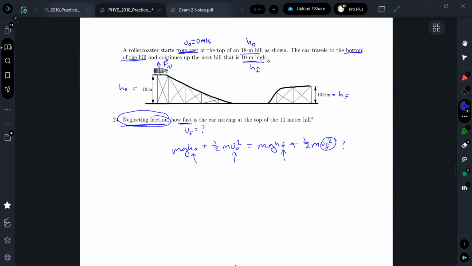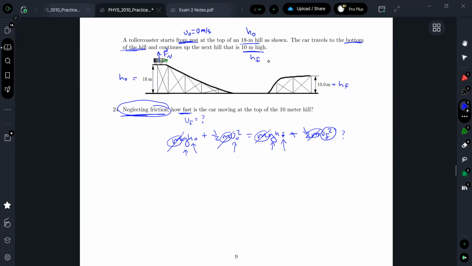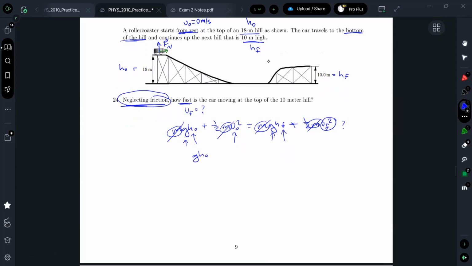I know almost everything else because energy is not domain, but I don't know the mass. And so I have to ask, is there anything I can do to make it not a problem? The answer is yes, because it's in every term. I divide both sides of the equation by m, whatever it is. If it's 50, I'm dividing both sides by 50. It's going to get rid of that multiplication of mass in every term. So I'm left with GH0 plus 1/2 V0 squared equals GHF plus 1/2 VF squared.